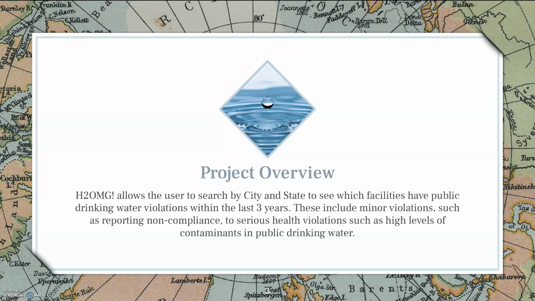So project overview. H2OMG allows the user to search by city and state to see which facilities have public drinking water violations within the last 3 years. These include minor violations such as reporting non-compliance to serious health violations such as high levels of contaminants in public drinking water.